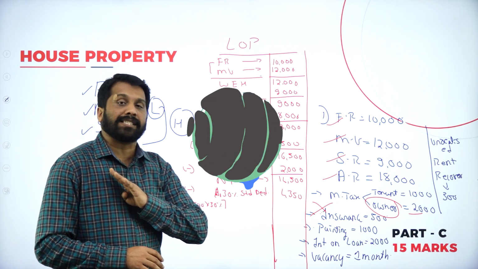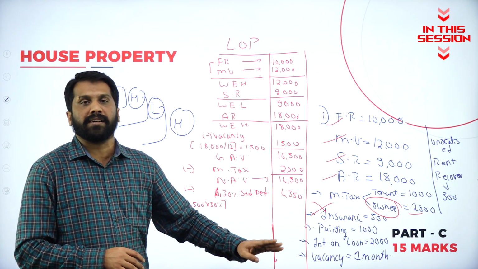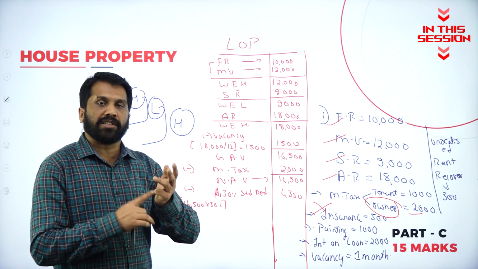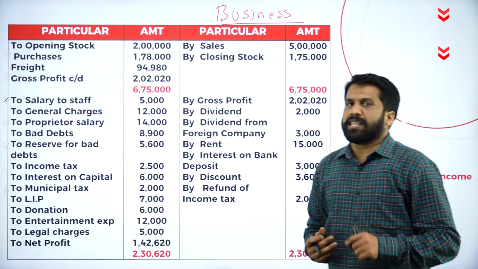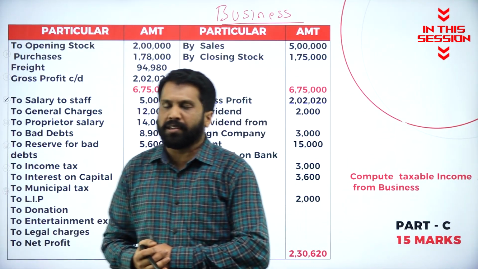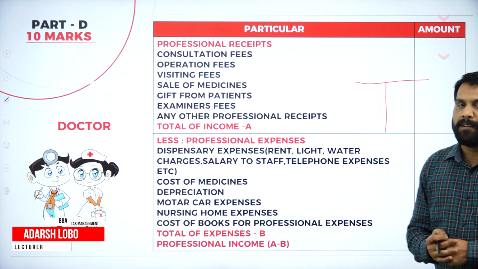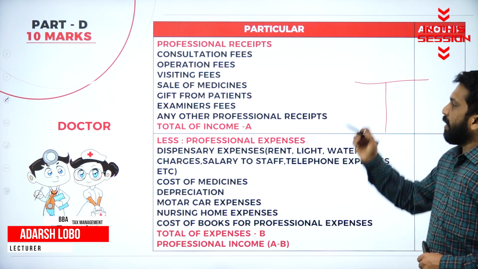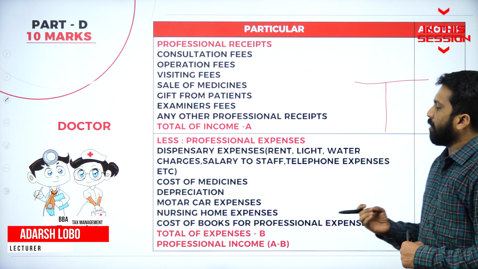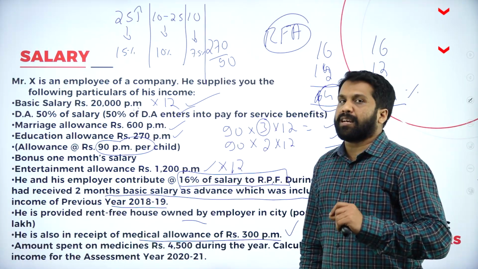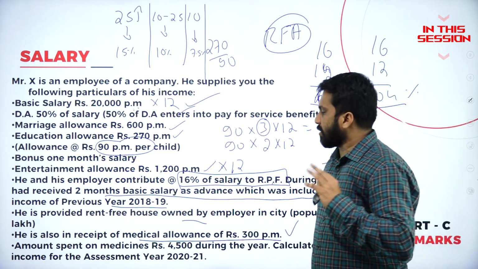You're not supposed to minus anything except interest and municipal tax. So this is a compulsory 15 mark problem in your examination. All the professional receipts minus all your professional payments, income minus expenditure, is your answer. Any medical allowances collected are taxable.